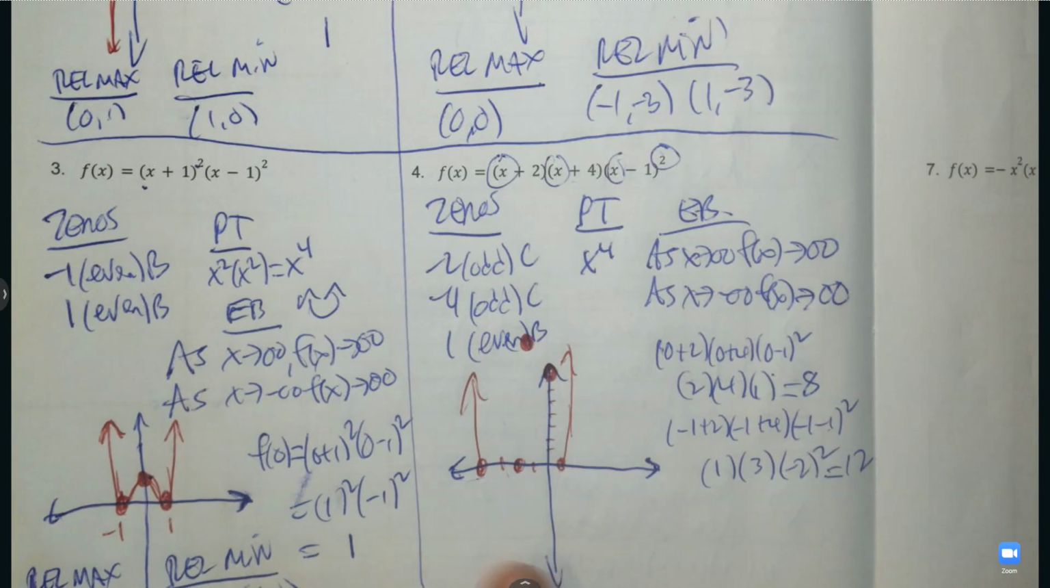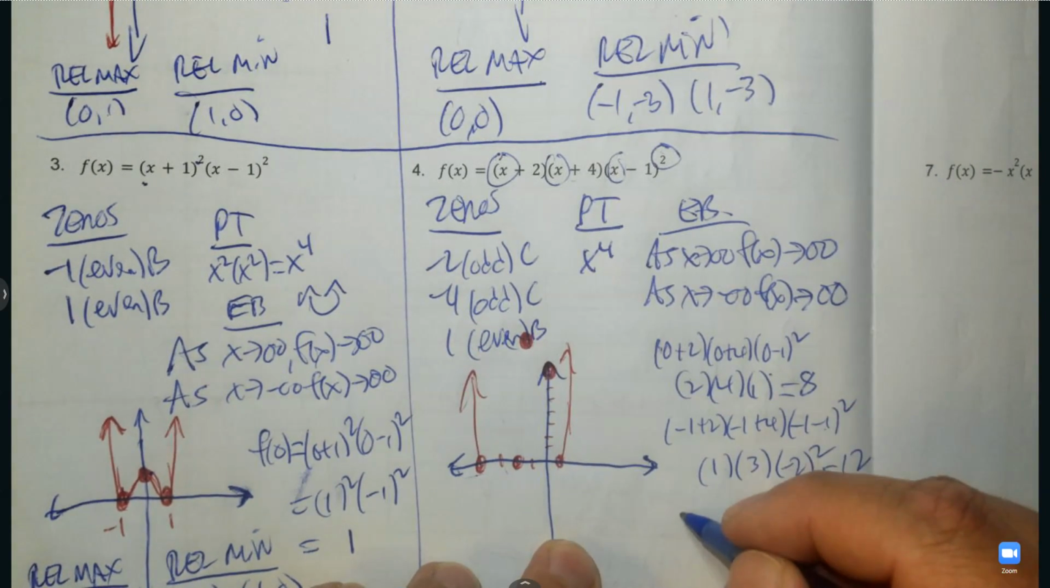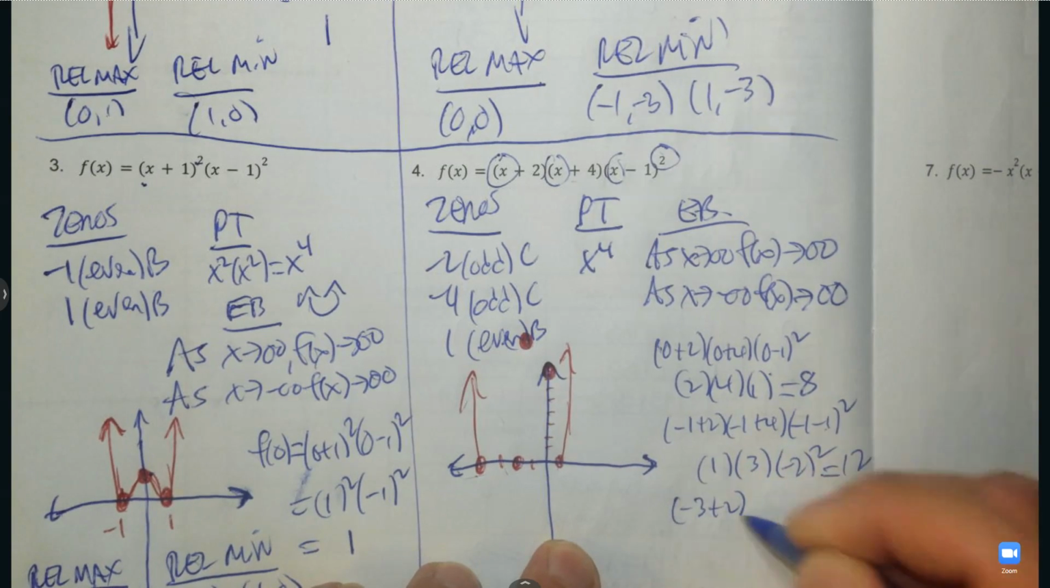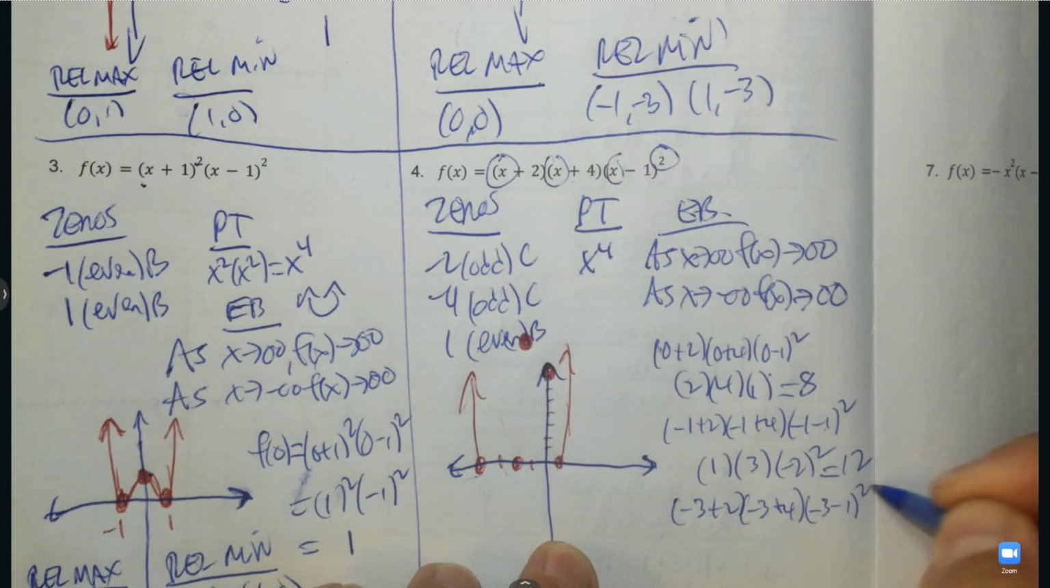And then one more is at -3. So we're going to go -3 plus 2, -3 plus 4, and -3 take away 1 squared.